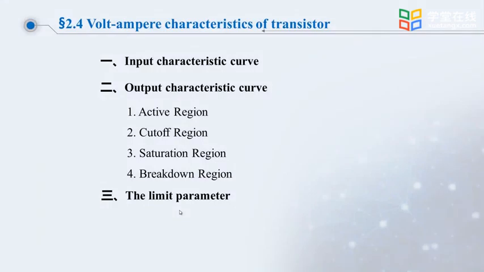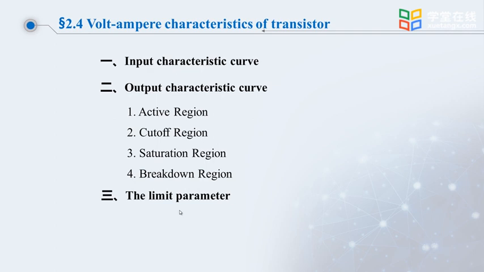Hello everyone, in this video I'm going to continue with the third question in chapter 2, volt-ampere characteristics of the transistor. There are mainly the following three aspects: input characteristic curve, output characteristic curve, and limit parameters of the transistor. The so-called volt-ampere characteristics of the transistor refers to the relationship between the current and voltage of the transistor.